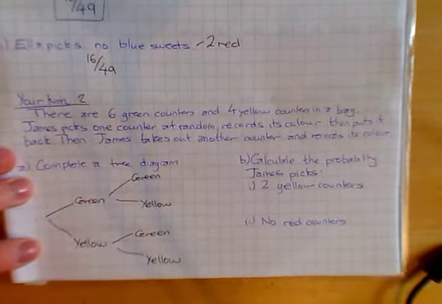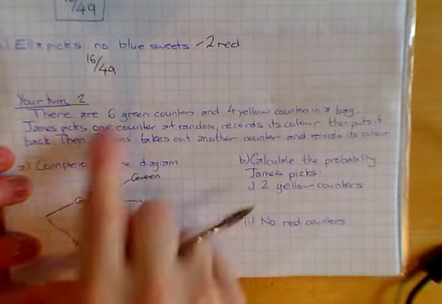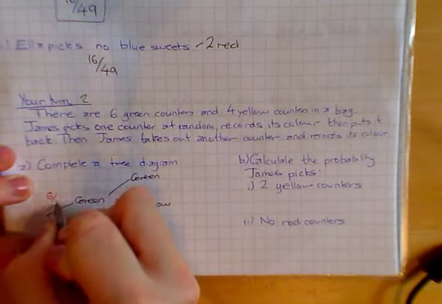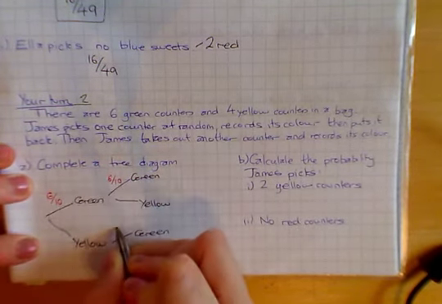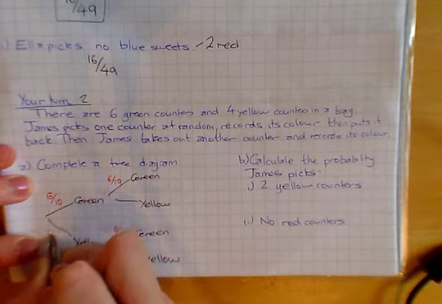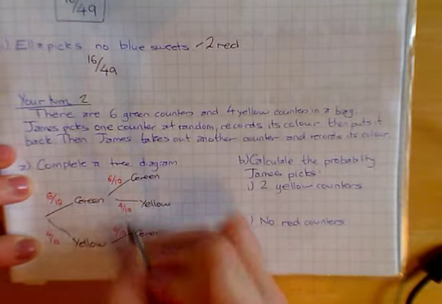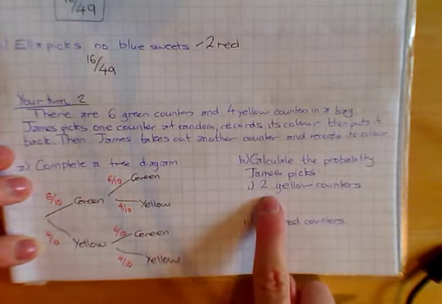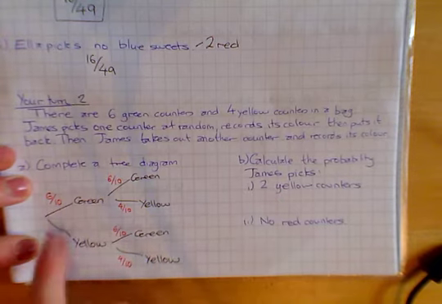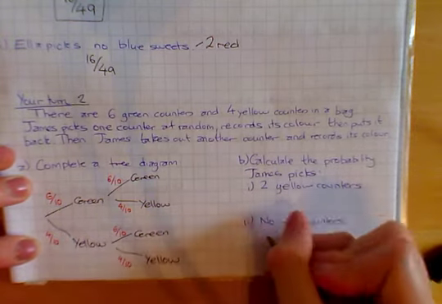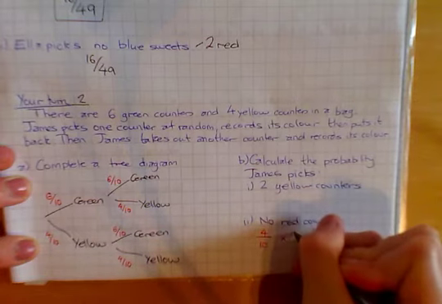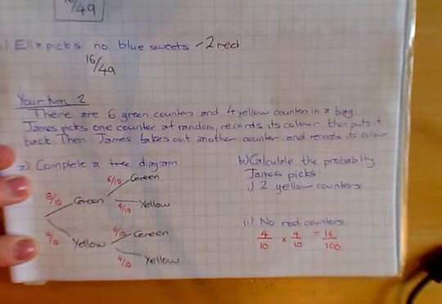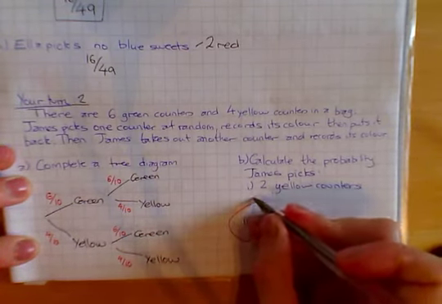Okay, so hopefully now you've had a go. So if we just run through what this would be, 6 add 4 is 10, so there's 10 counters in total. So the probability of picking green would be 6 out of 10 in all of those cases, and the probability of picking yellow would be 4 out of 10. Calculate the probability that James picks 2 yellow counters. Well, 2 yellow counters would mean he picks a yellow and a yellow, so 4 over 10 times 4 over 10, which is equal to 16 over 100. Sorry, that's meant to be up here, that's part I.